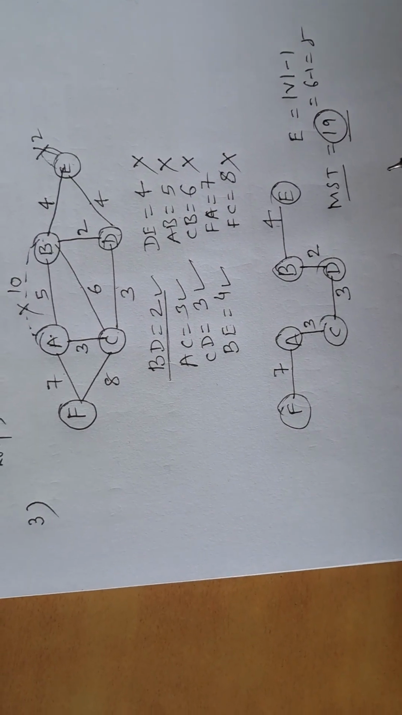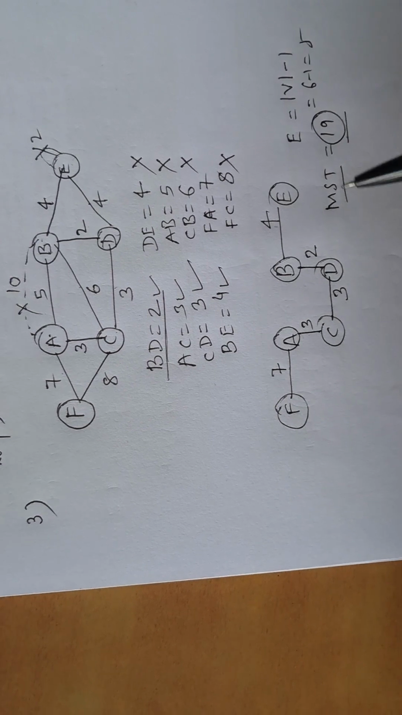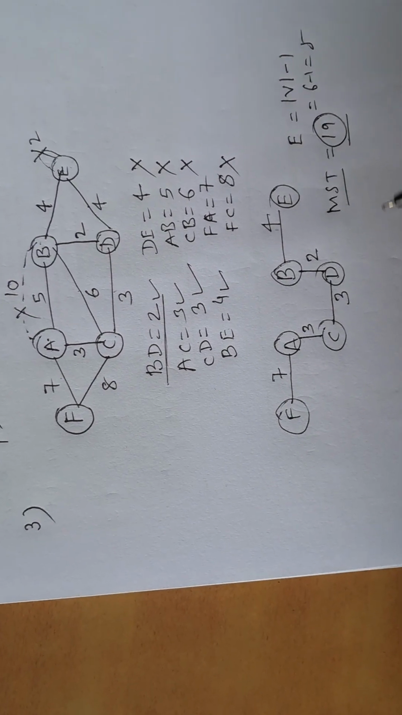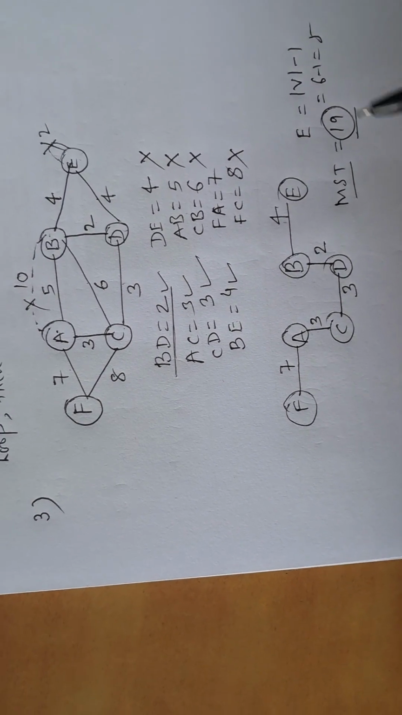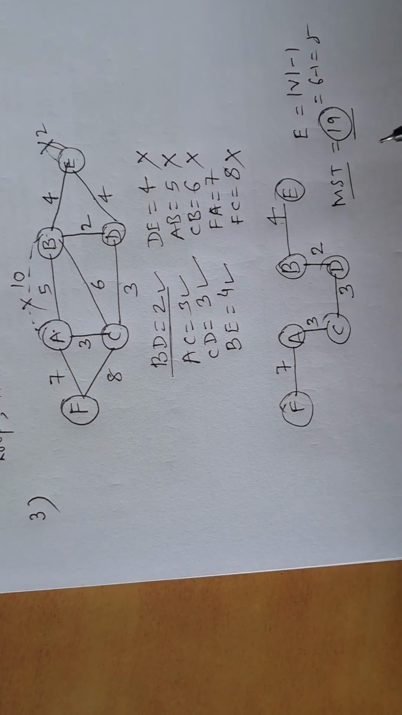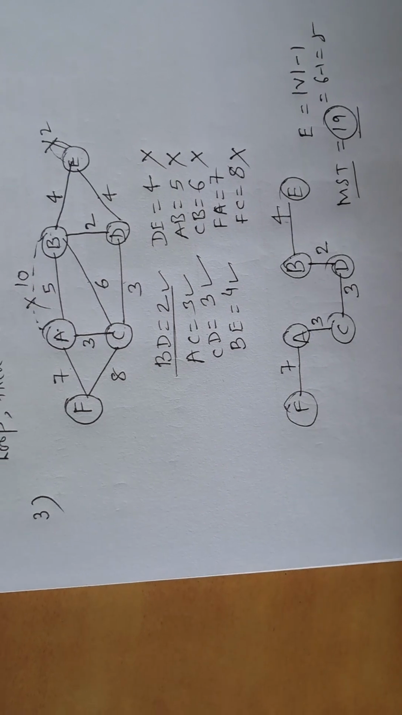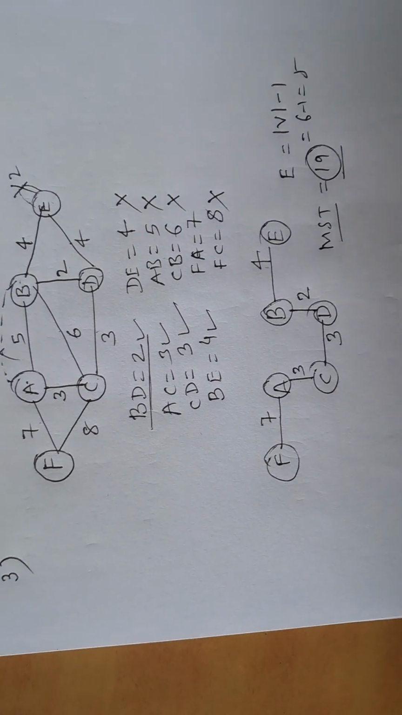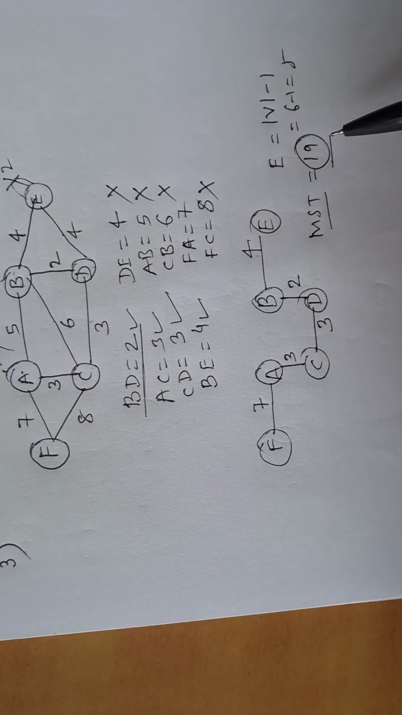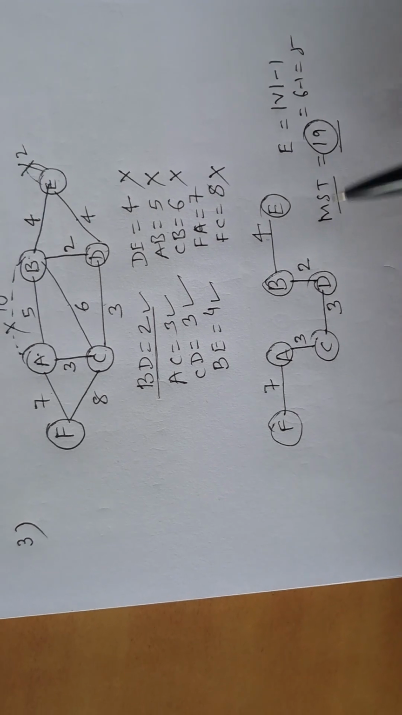In Kruskal's algorithm, two things are very important. You first of all remove any parallel edge which carries higher cost, and if there is any self loop you remove that, and later on you simply arrange the edges in ascending order of their edge cost and choose them one by one.